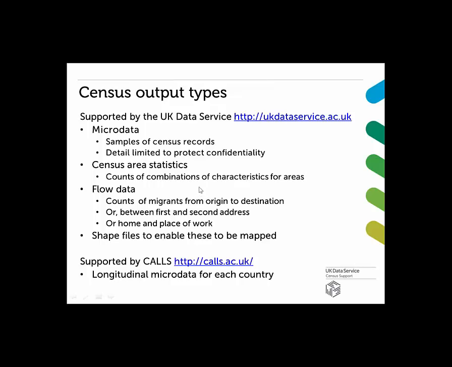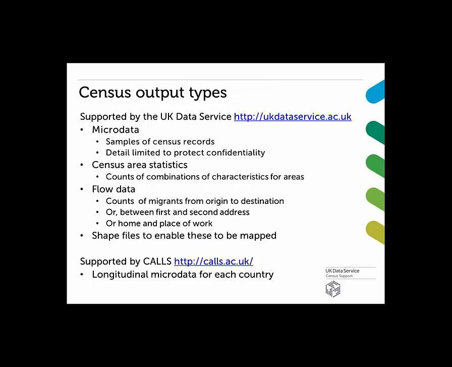Okay, so the sorts of outputs that are available then. I work for the Census service in the UK Data Service, so I'm bound to talk about this in terms of what we've got available. There are the microdata, which we're talking about today. So they're samples of census records. So you've got individual records. The detail is limited on those records to protect confidentiality, but we've only got samples.